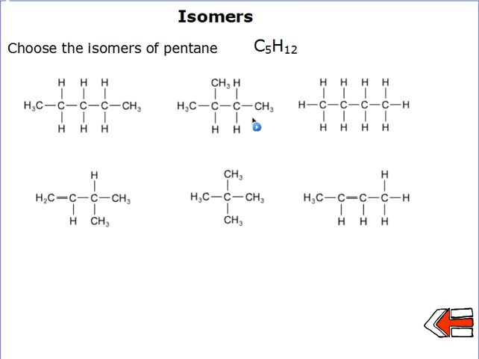What about this one here? That's correct, with 5 carbons again and 12 hydrogens, that is another isomer of pentane. This time it's got a group off the side. So it's a branched chain isomer of pentane.